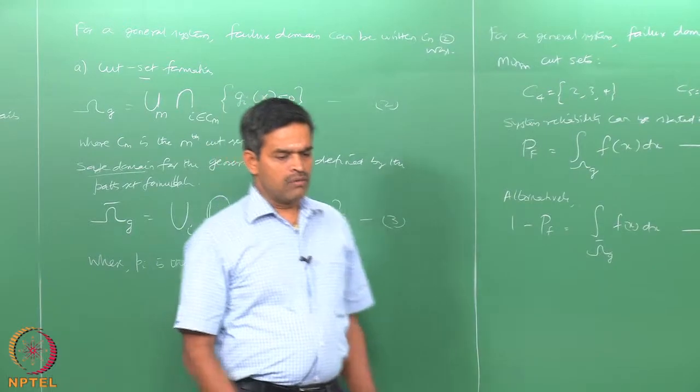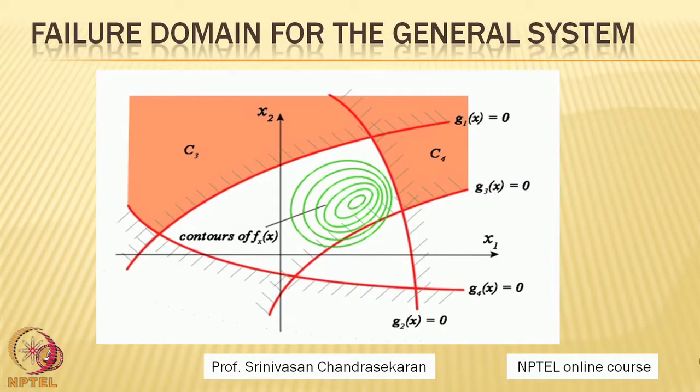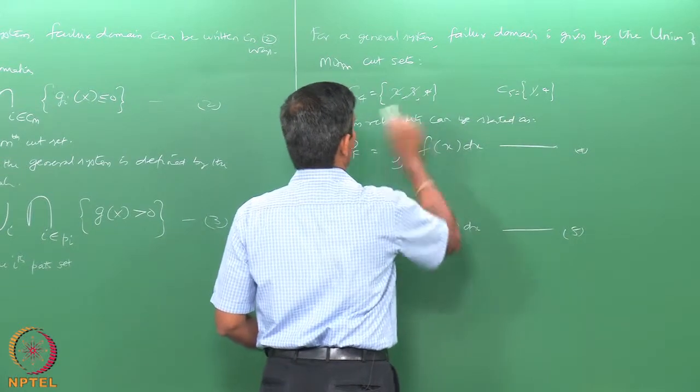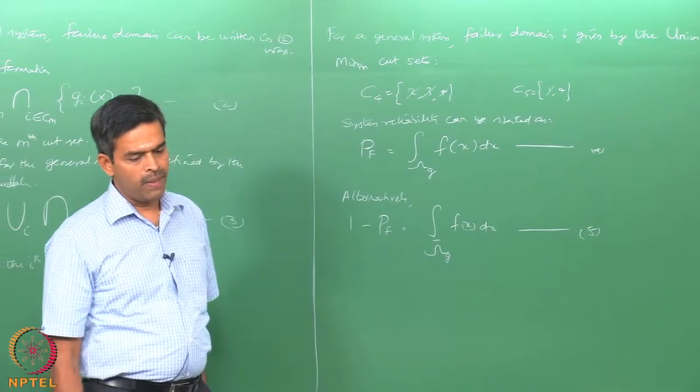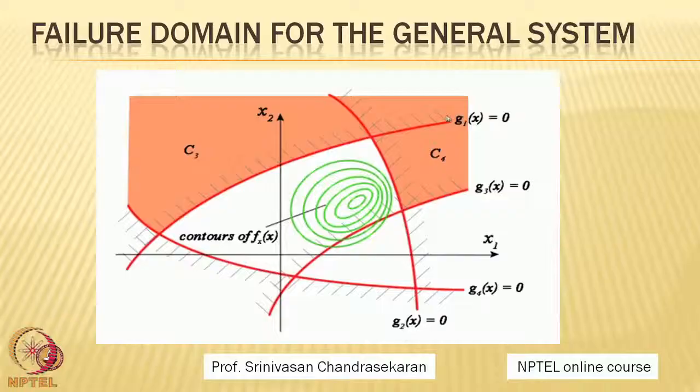So, pay attention to the figure shown on the screen now. We are now marking the failure domain for the general system, which includes the minimum cut sets C4 and C5. One can see here the shaded region which includes C4, the failure domains, and G1 of x, G2 of x, or G3 of x and G4 of x and G2 of x, or the limit state functions assumed for events 1, 2, 3 and 4.